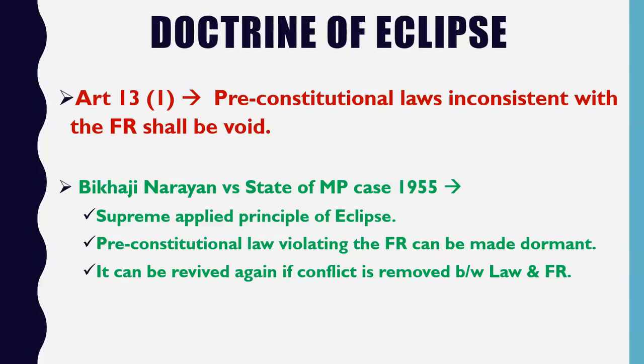So the doctrine of eclipse says that any good pre-constitutional law should not be declared dead, it should not be killed, it should be declared dormant. Dormant means it is safe in the shadow of fundamental right, it is not working until the fundamental right is working, it is actually sleeping. And if the conflict is removed in the near future, then that law can be revived again.